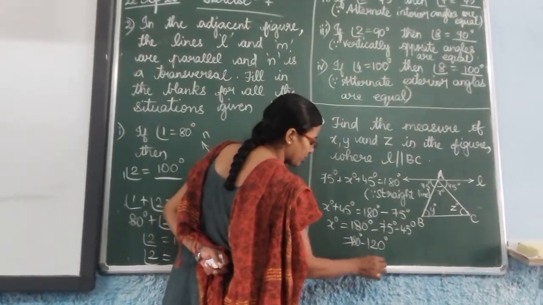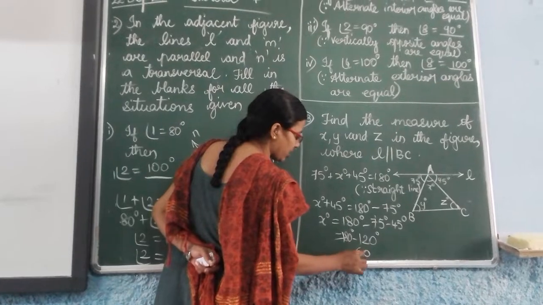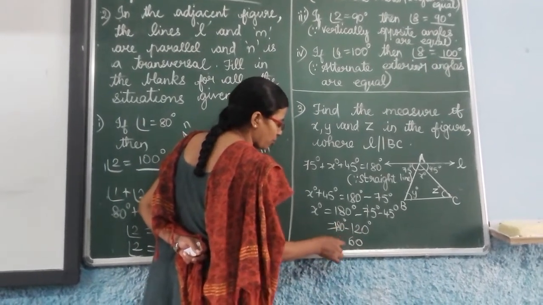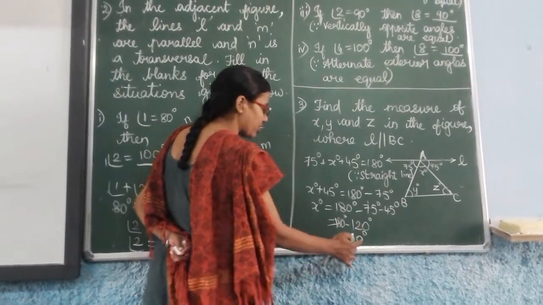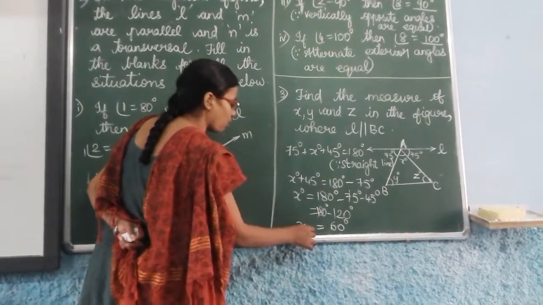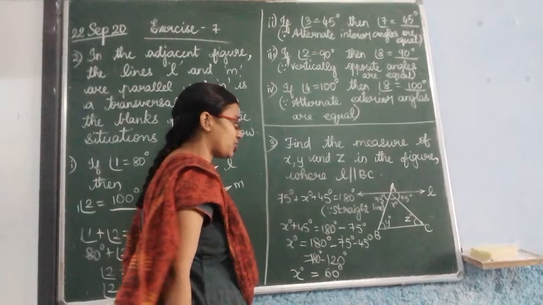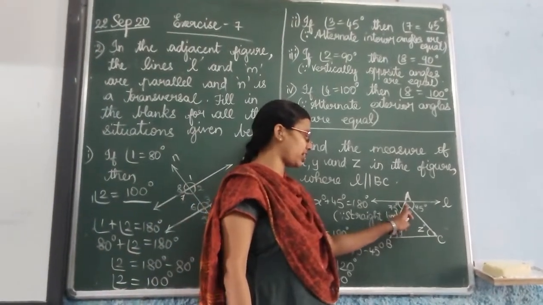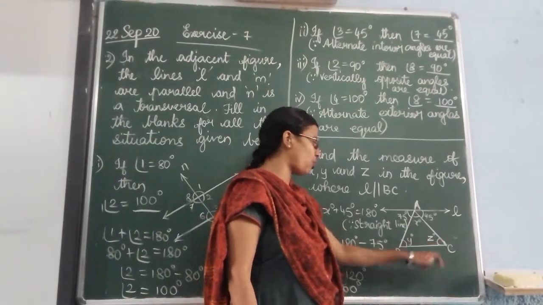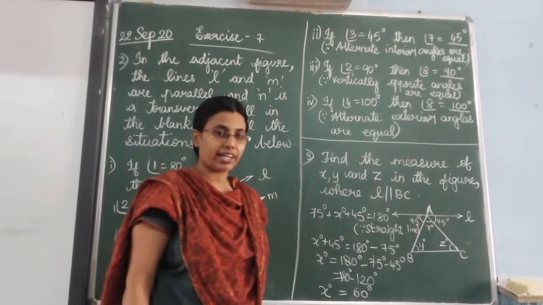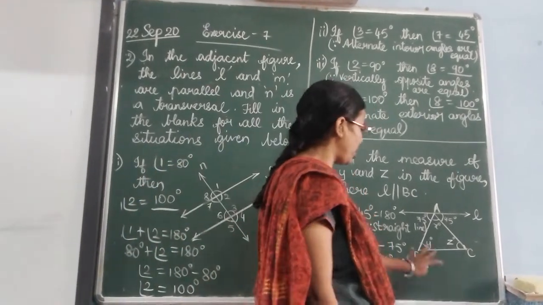180 minus 120 degrees we need to do. 0 minus 0 is 0, 8 minus 2 is 6, 1 minus 1 is 0. So I am not going to write that. So this x is equal to 60 degrees. You got the value of x, and you are going to find out the value of y. How are we going to do this? We are going to see.